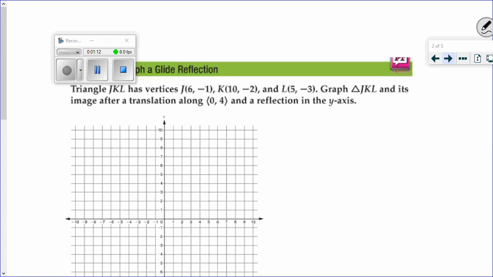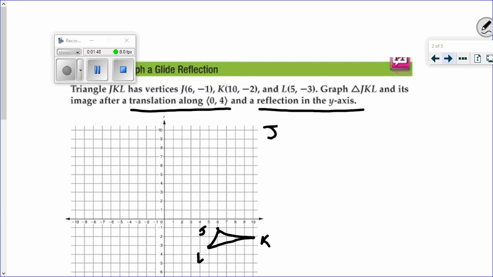Triangle JKL has vertices 6, -1, 10, -2, and 5, -3. So here is triangle JKL. That's not a very good triangle, but we do our best to connect it. We want to graph its image after a translation along the vector 0, 4, and then a reflection in the y-axis. So we're going to translate this along the vector 0, 4.